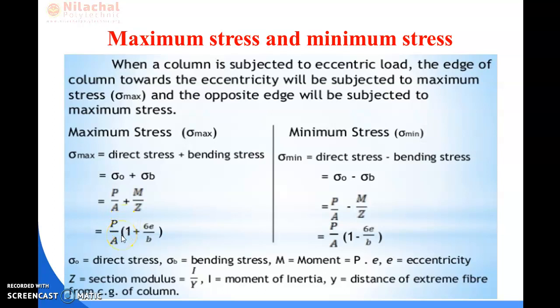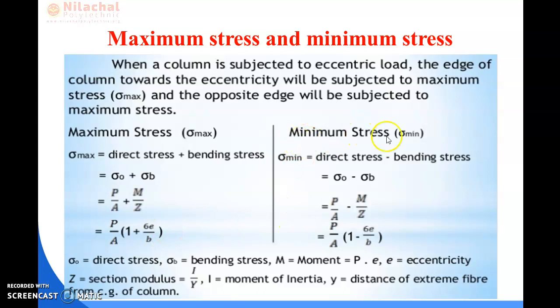we can find out the sigma max value as P by A into (1 plus 6E divided by B), where P is the force, A is the area, E is the eccentricity, and B is the width of the section.